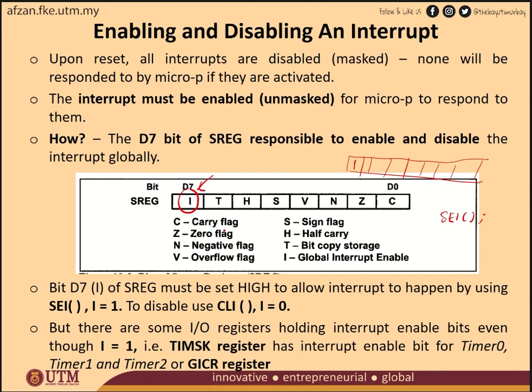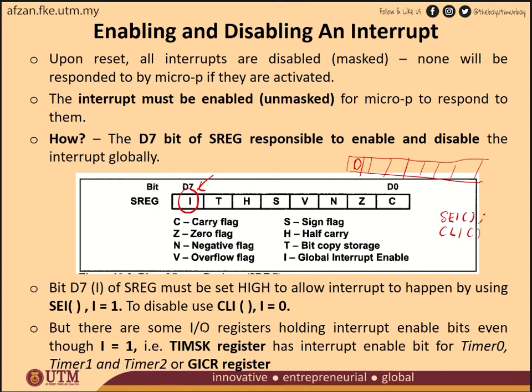To disable, use CLI. Every time you're going to disable your interrupt, you can use the CLI. So now it becomes 0. So this is the first register where you enable the interrupt, which is the status register.